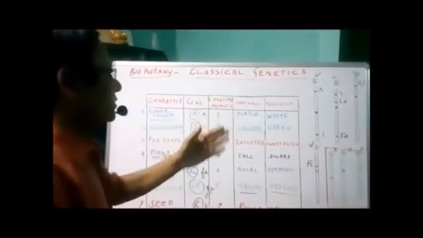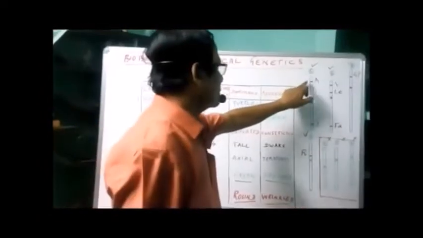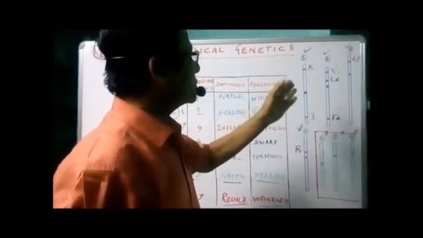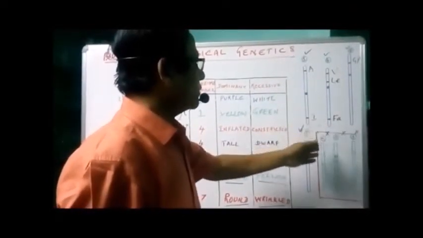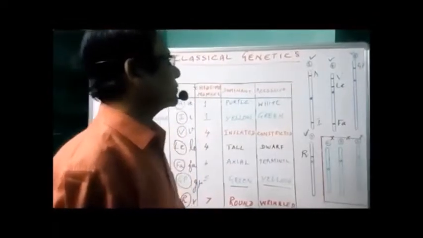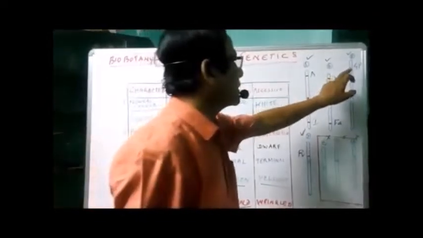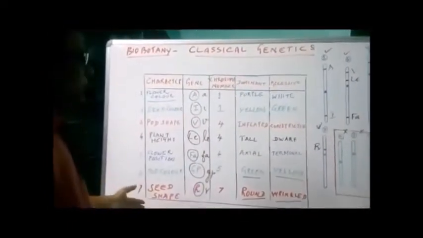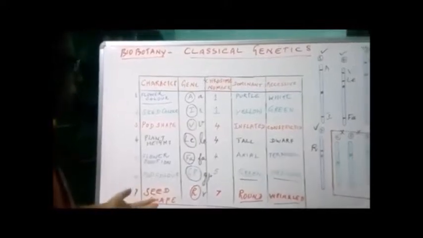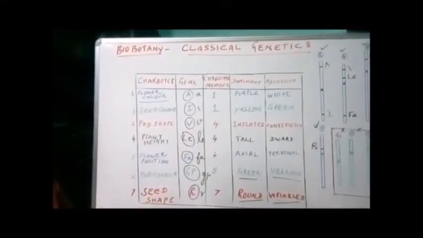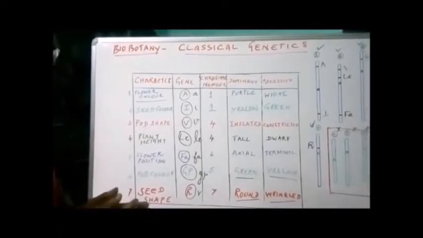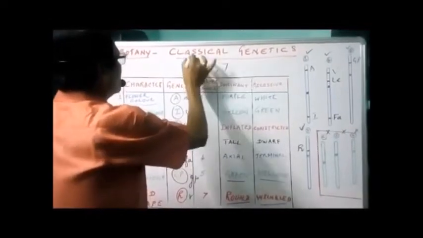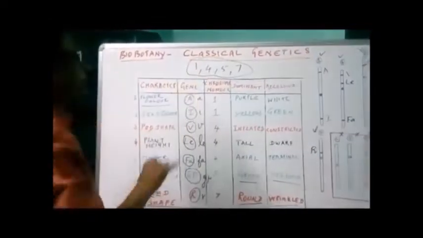So according to the pictures you can find the gene for flower color and seed color located in chromosome number 1. The genes for the pod shape, the height of the plant, and the position of the flower are located in the 4th chromosome. And the gene for the pod color is located in the 5th chromosome. The gene for the seed shape is located in the 7th chromosome. So out of the 7 chromosomes, only chromosomes 1, 4, 5 and 7 have the genes for these 7 types of characters.